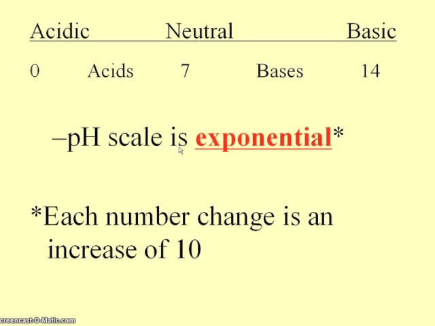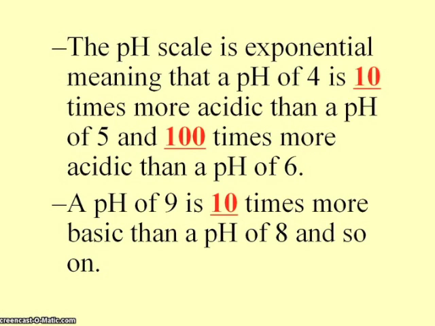Now, the pH scale is exponential. If you remember, you hopefully remember that from math class. So, in other words, each number change is an increase of 10. So when you go from a 7 to an 8, it's not 1 time stronger. It's actually 10 times stronger. So a pH scale is exponential, meaning that a pH of 4 is 10 times more acidic than a pH of 5, and 100 times more acidic than a pH of 6. A pH of 9 is 10 times more basic than a pH of 8, and so on. So you get the gist of that.